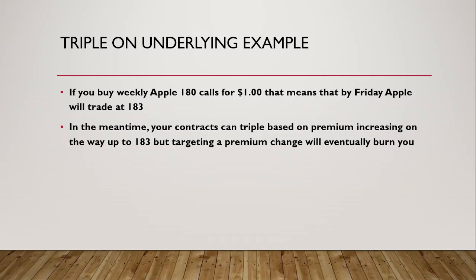So what I'm saying here by the triple on the underlying example is, if you buy weekly Apple 180 calls for $1, that means by Friday, Apple will trade at 183. Apple might be at $178 when you buy these, and by the time Apple goes to 181, if it happens in the same day, you'll get that triple. But eventually you're going to get burned that way, because premium increasing is a good way to make money for the small moves, but eventually it's going to burn you.